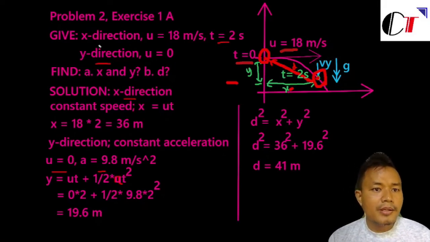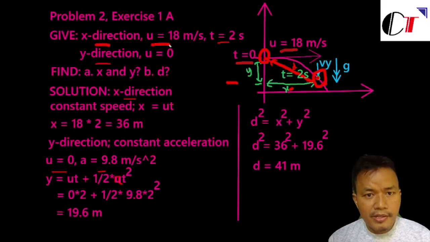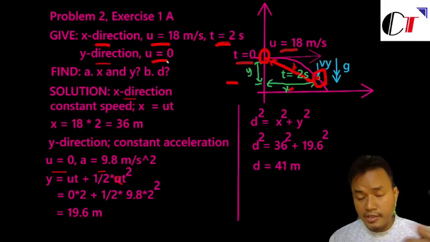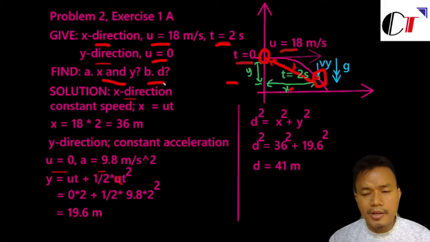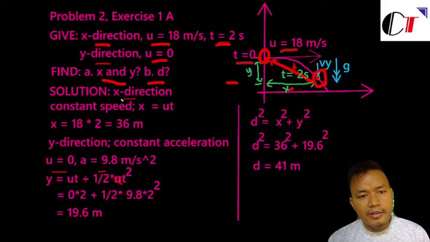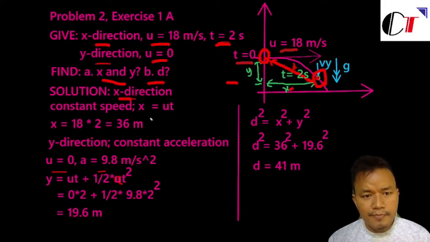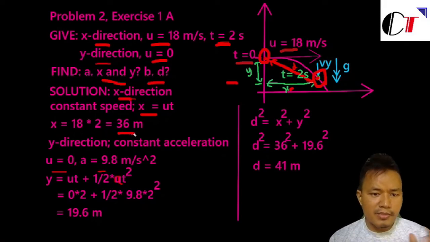So let's look at the solution. In the x direction, u is given 18 meters per second, and we are interested at time t is equal to 2 seconds. In the y direction, u is 0 because again it is horizontally projected. In part A, we have to find x and y. In part B, we have to find d, and the solution is very straightforward again. In the x direction, the motion is constant speed, so the horizontal component of the displacement x is just ut. So x is equal to u is 18, t is 2, so you will get 36 meters.